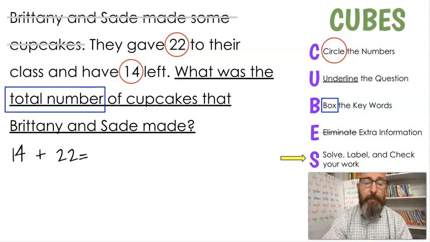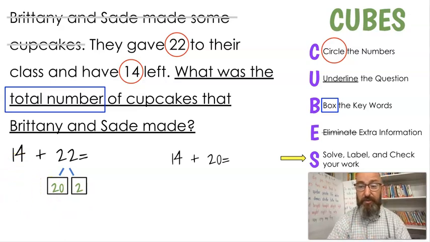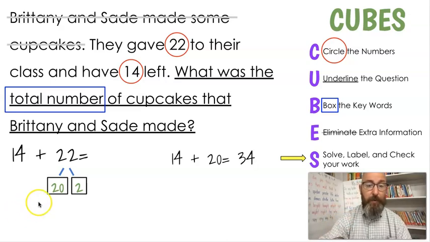So the total number is going to be 14 and 22. We're going to use the break apart method. We're going to break apart 22. What are my two numbers? 20 and 2, because the number is 22. We're going to add the 20 first. So we're going to add 14 plus 20. That's 2 tens. That's 2 jumps. What would that be? 24, 34. We've added our 20.